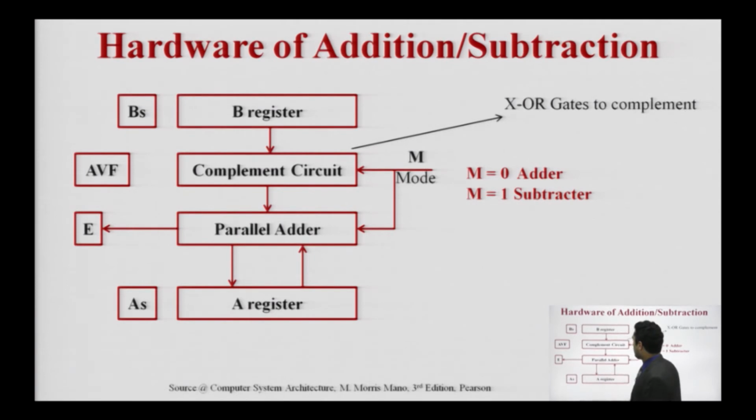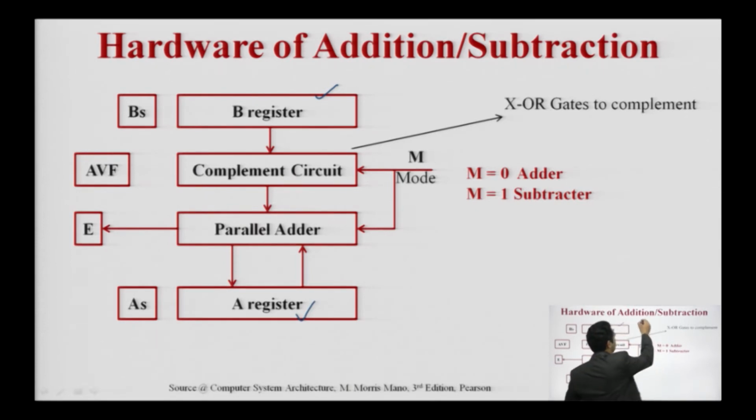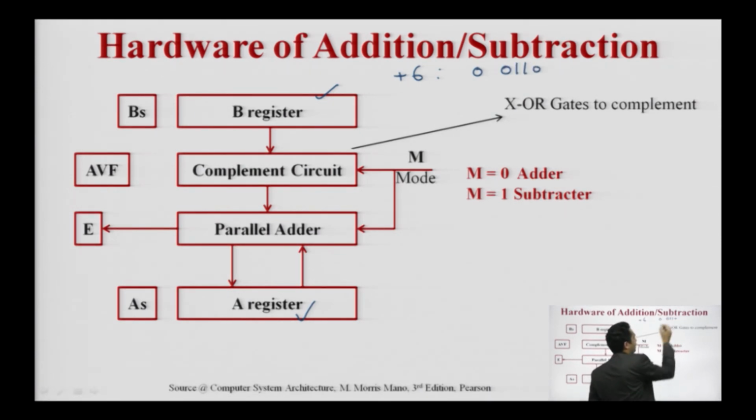As mentioned here, this is the B register for one number, this is the A register, and these are the two circuits. In this circuit we are basically using signed magnitude numbers. Say my number is plus 6. The binary representation of plus 6 in signed magnitude representation: the sign bit is 0 and the magnitude part is this.